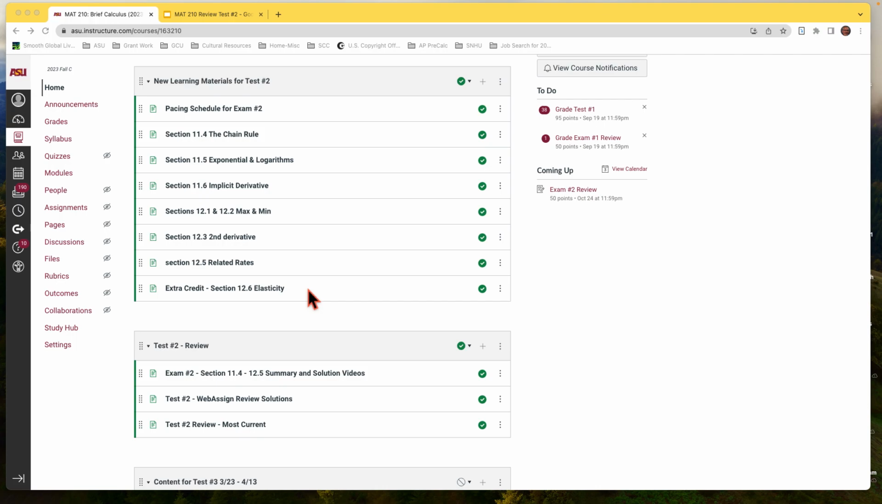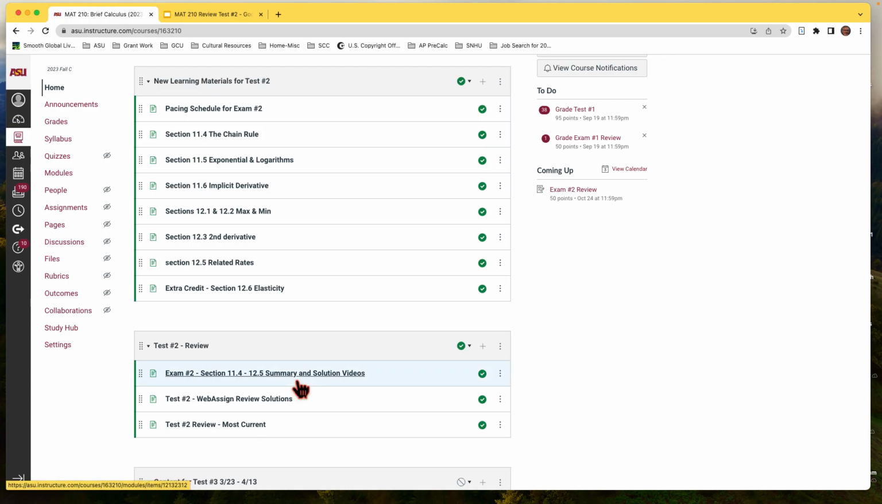Secondly, for preparing for exam 2, there is this link down here, test 2 review, most current. That's what we're going to work through a little bit today. I've got a slideshow where we're going to review section by section, a real brief review, and we'll throw in a few examples. The first link is exam 2, section 11.4 to 11.5, summary and solution videos.